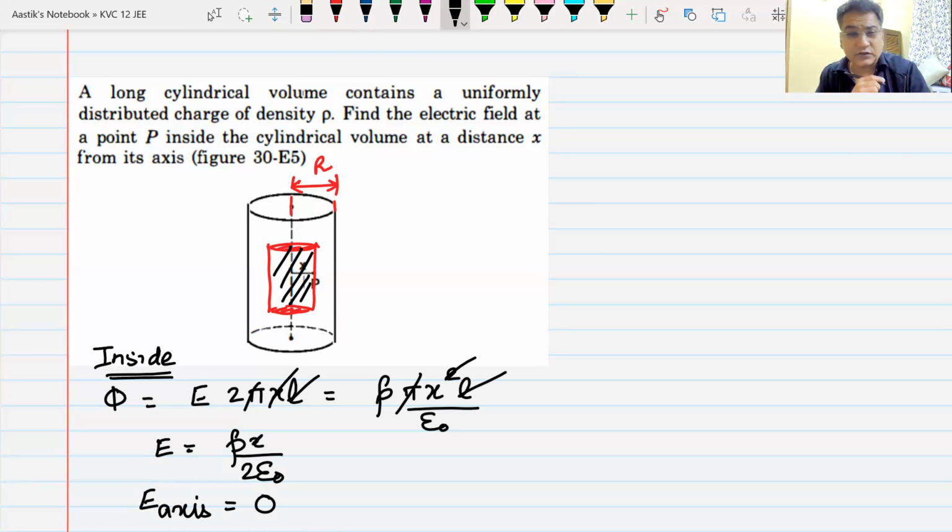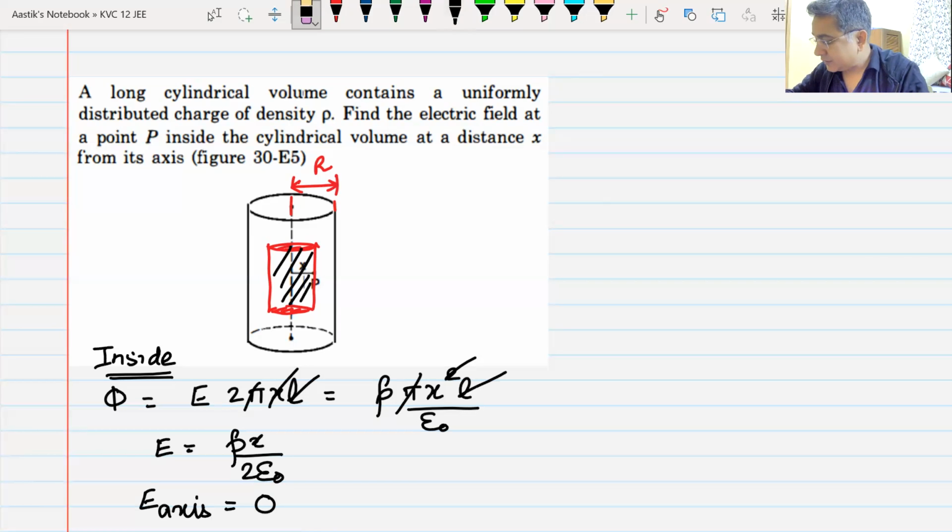Do we understand this? Yes or no? Everyone understands this? Yes, sir. Now, has everyone noted it down? Yes or no?